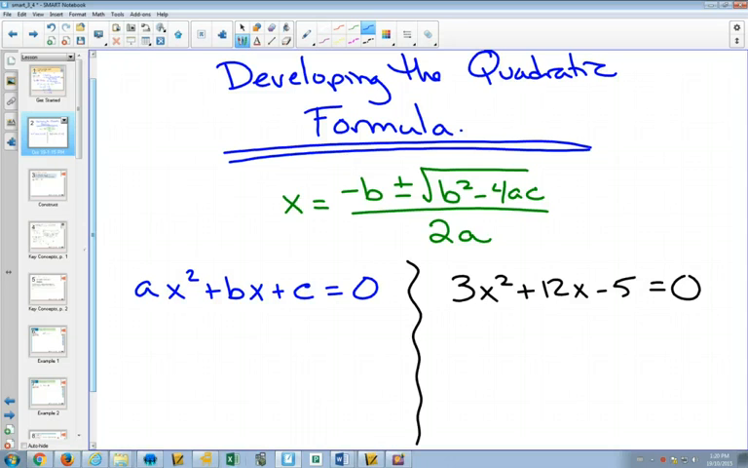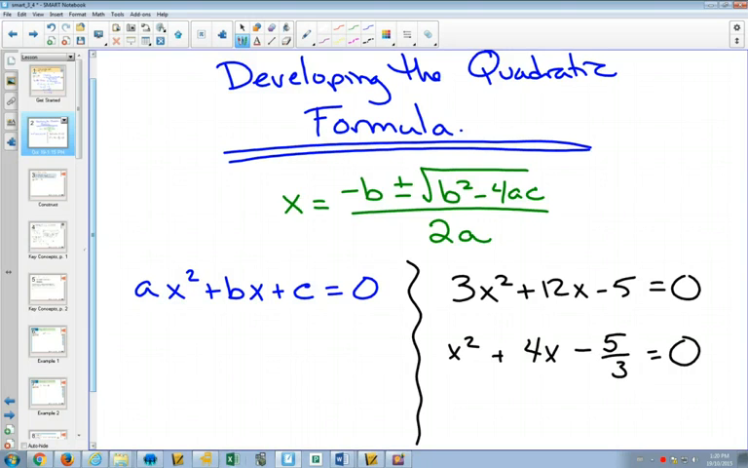If we wanted to solve this, what was the first thing that we did? Okay, we divided everything by the 3, right? So if I divided everything by the 3, I would have got x squared plus 12 divided by 3 would be 4x minus 5 divided by 3 equals 0.